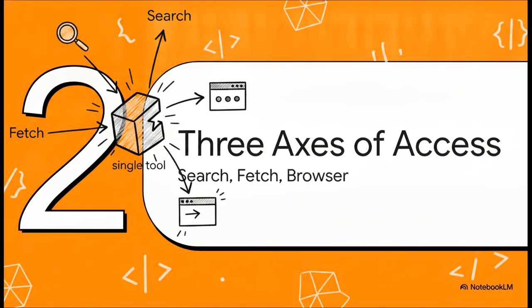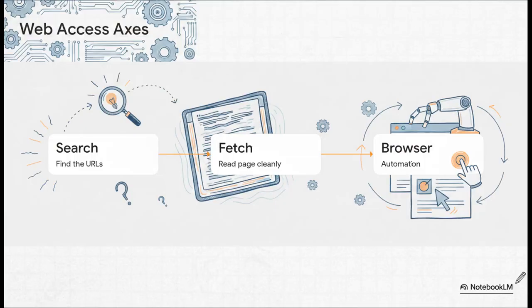Moving right along to Section 2, the three axes of web access. Let's deconstruct this a bit. You see, web access isn't just one monolithic thing, it's really three distinct capabilities that require totally different tooling. First, you've got search, finding the actual URLs. Second, fetch, reading a specific page cleanly without drowning in code. And third, browser automation, genuinely interacting with a live app like clicking or scrolling.